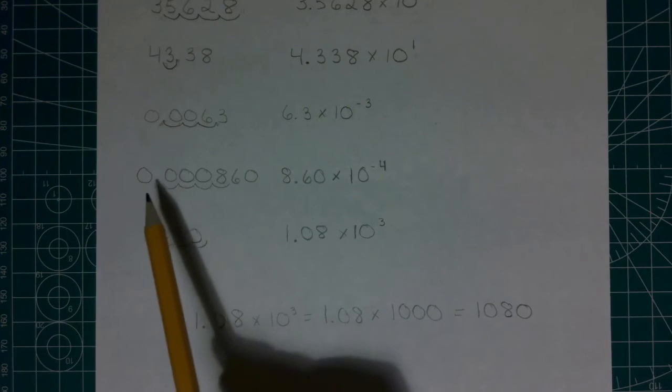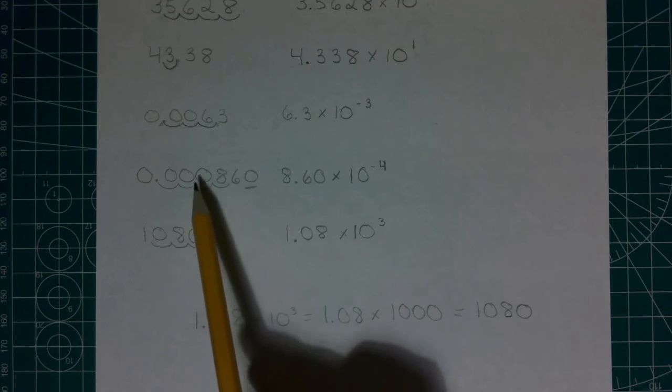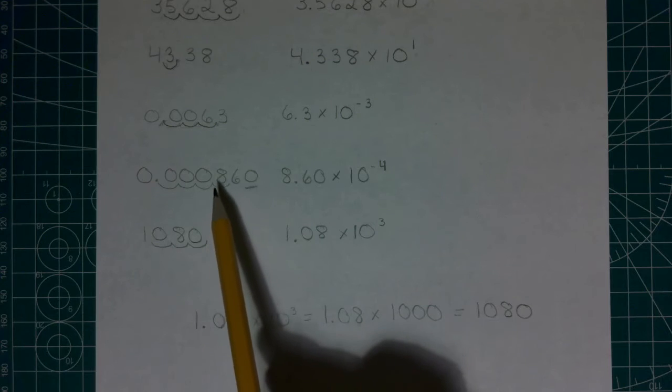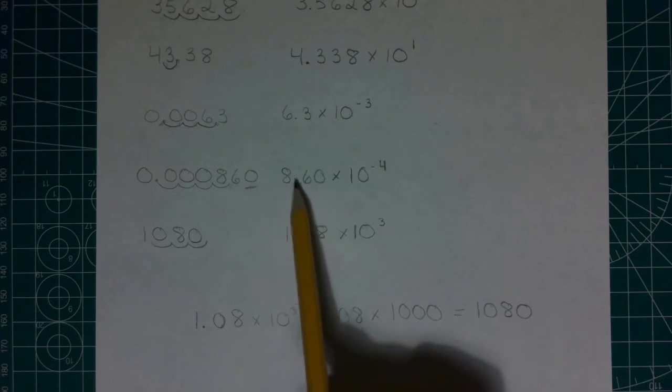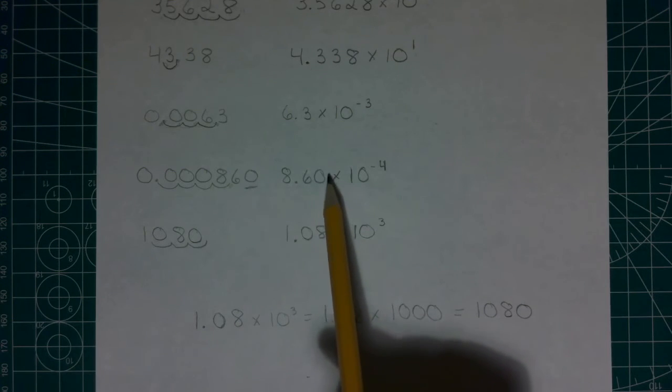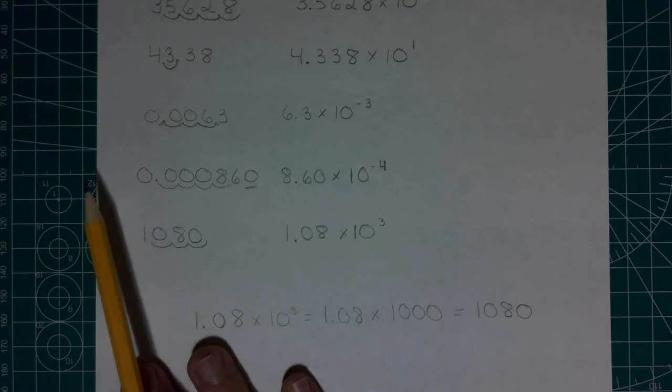Same here, where we have all of these insignificant digits, and then we're going to recognize that this is a significant digit. We're going to move on over until we have 8.60. Okay, we're going to retain all of our significant digits when we write that, times 10 to the negative 4 in this case.